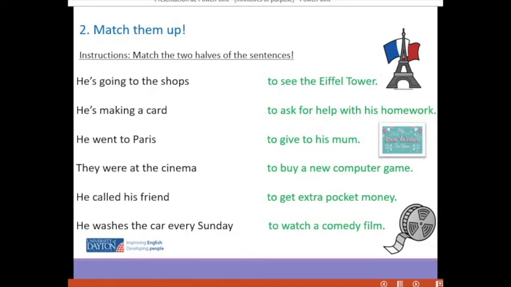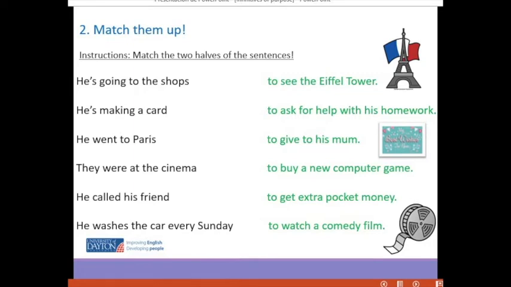To see the Eiffel Tower? To ask for help? To give to his mom? What do you do? To buy a new computer? Do you go to a shop to buy things? Probably this is the answer for the first one. He's going to the shops to buy a new computer game. Do you like computer games like Minecraft? So please take your time. Let's read the options together and write on a piece of paper, write your answers, and we will check them in a moment.